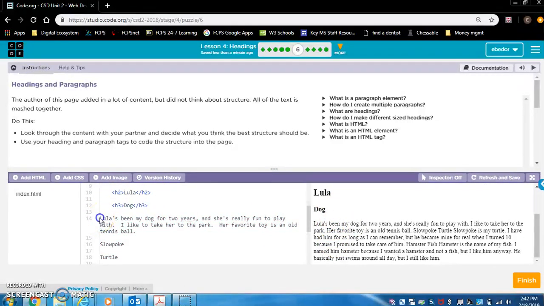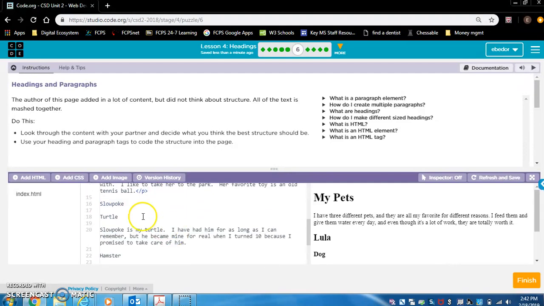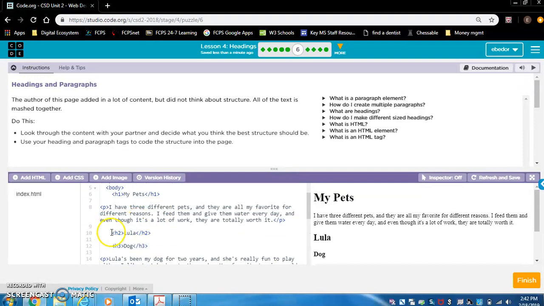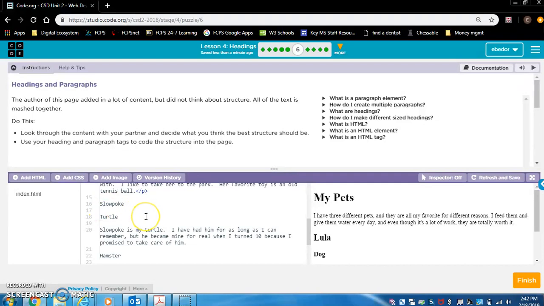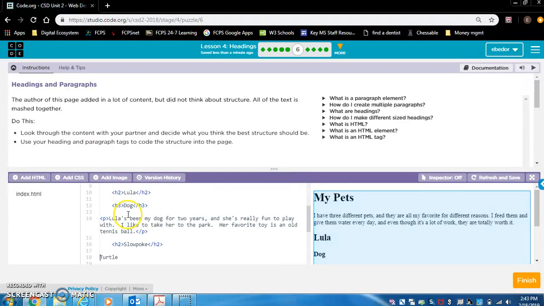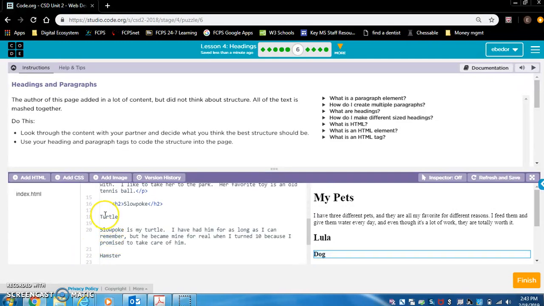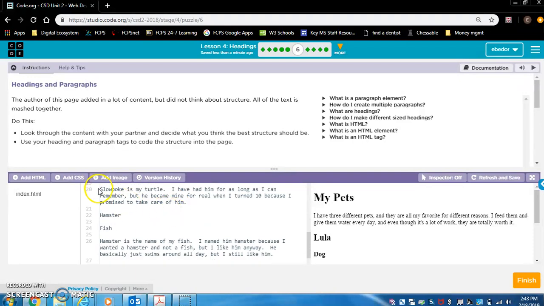Yeah, that looks good. Okay, let's put these in paragraph tags, because it's a paragraph. Slowpoke. Okay, it's another name. What did we do? Okay, Lula was H2. Slowpoke, I guess that's the name of his turtle. Let's put that in H2. And then turtle, what did we put the dog? Okay, we put dog in H3 tags, so let's put turtle in H3 tags. Okay, then he describes his turtle. Let's put that in paragraph tags.